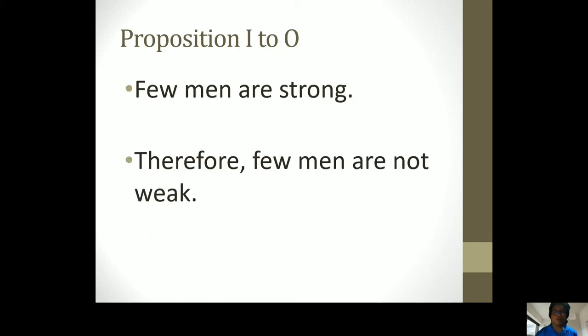Next, proposition I, which is particular affirmative, to O, which means particular negative. Few men are strong. Okay, positive. Make it into negative. Few men are not weak. Okay, so you're just going to make it negative. Copula will be negative. Your subject term will remain, but your predicate will become its contrary. The contrary of the word strong is weak. Okay?